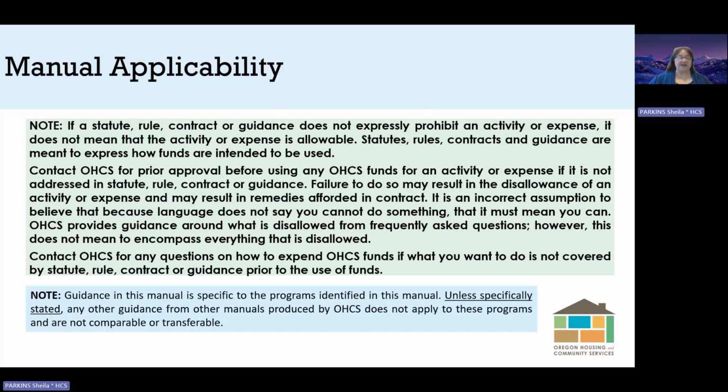OHCS through the OHCS gatekeeper or through the program analyst for that program. And a contact list of all of the program analysts is available on our HSS main dashboard.